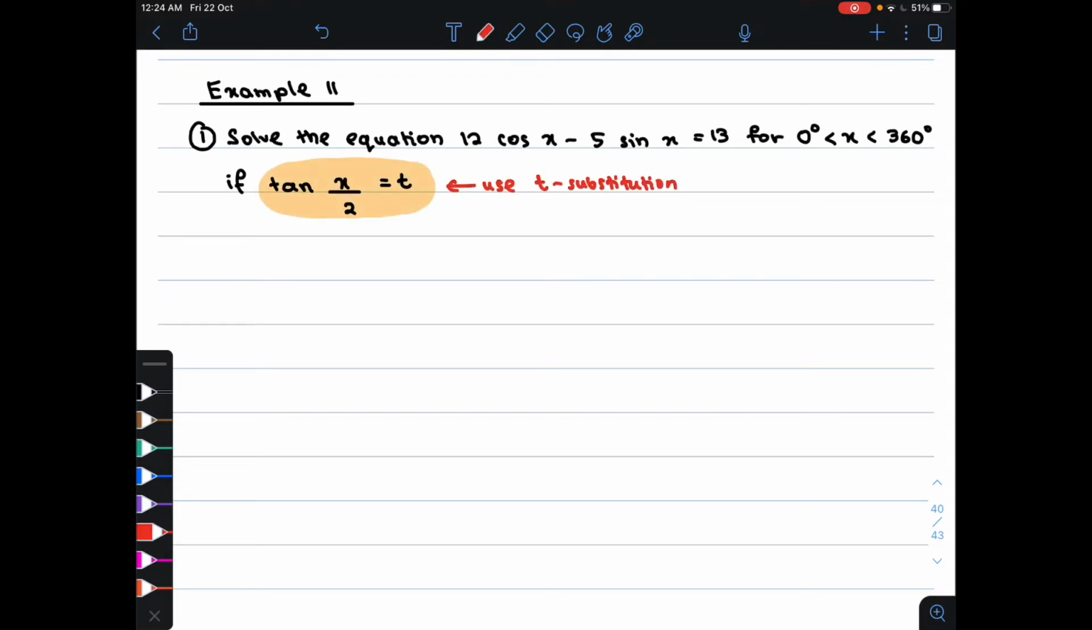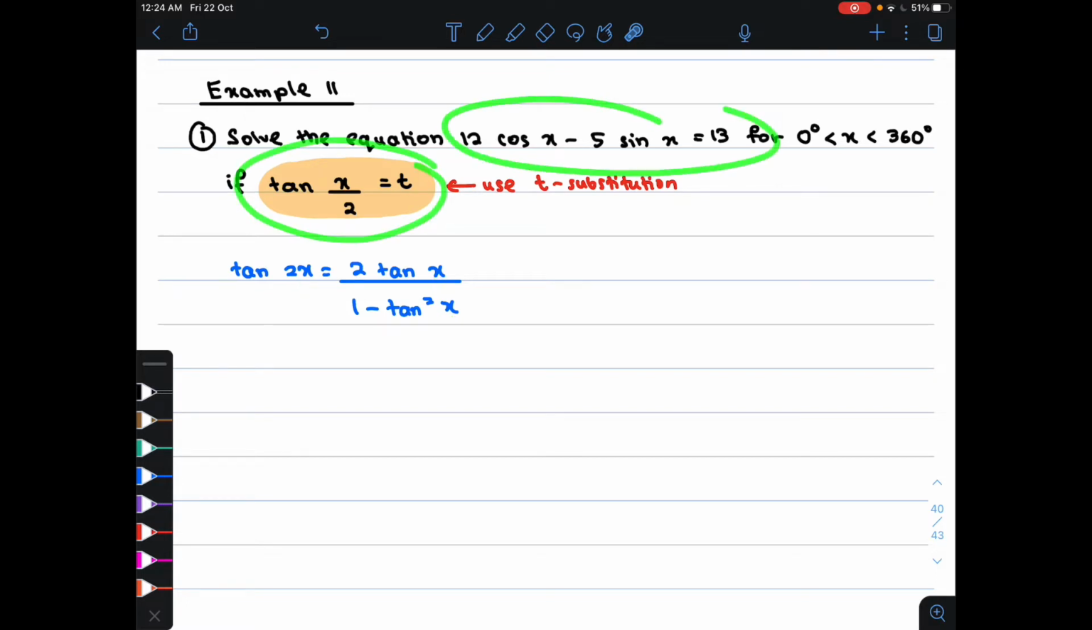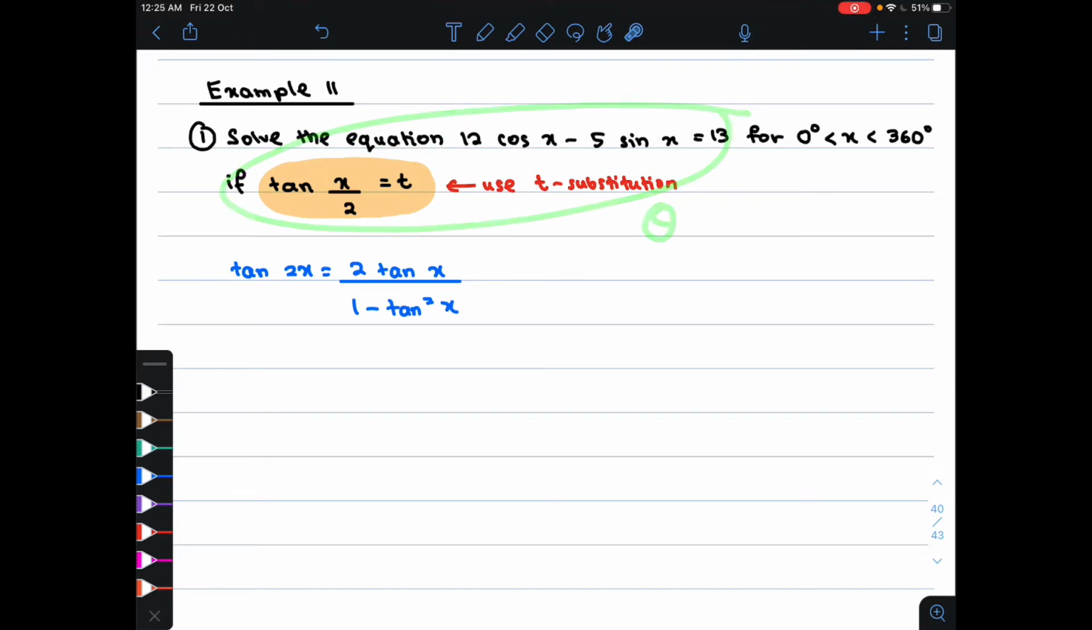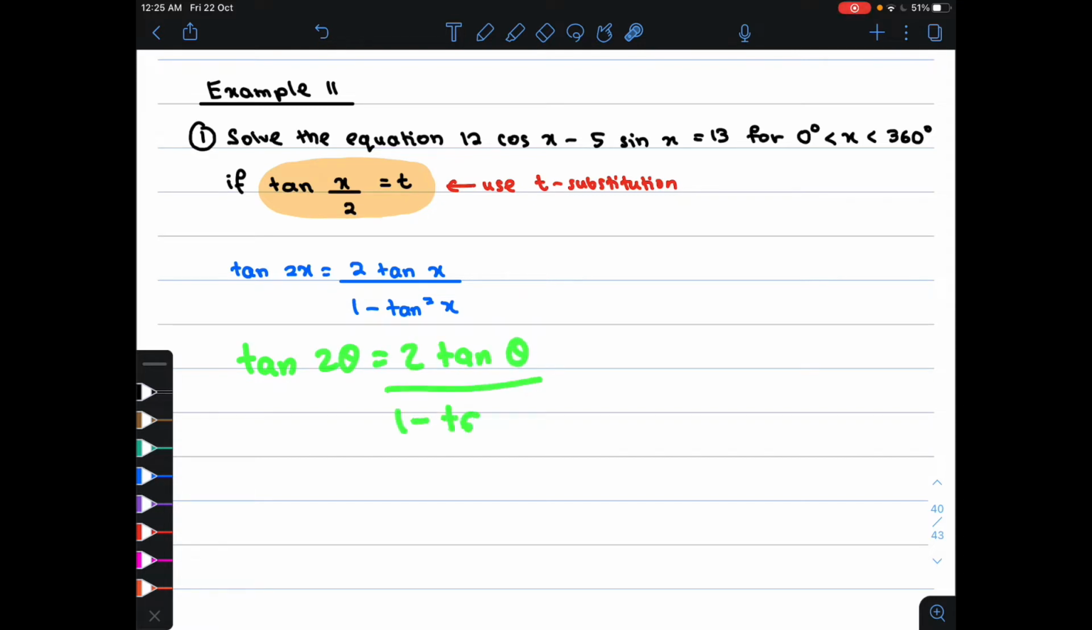If you can see t equal to something, therefore we need to use t-substitution. So always start with double angle of tan. Here, I'm gonna use the unknown x because in our question we have the unknown x. If the question gives you theta, therefore we're gonna use tan 2 theta equal to 2 tan theta divided by 1 minus tan squared theta. So follow your question for the unknown. So this is the double angle.